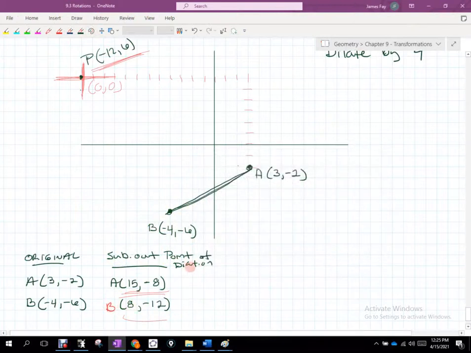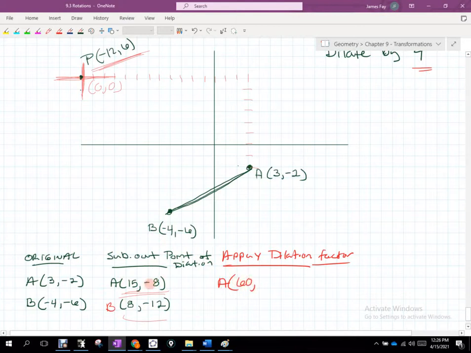Okay. So now we can apply the dilation factor, which says that A is going to, you said your factor you wanted to be 4, right? So what's 15 times 4? 60. What's negative 8 times 4? Negative 32. And then B, so 8 times 4 is positive 32, and negative 12 times 4 is negative 48, right?